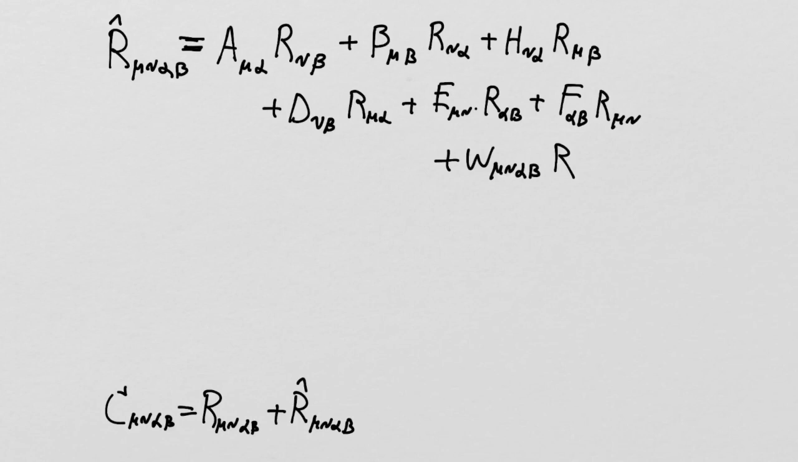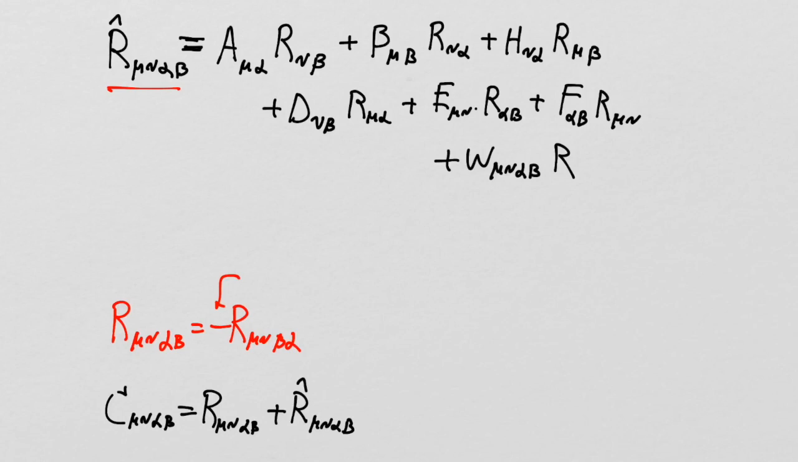The first symmetry we'll worry about is R mu nu alpha beta equals minus R mu nu beta alpha. So if we swap alpha and beta, we are expecting this negative sign to be introduced. And that has to happen for this tensor as well. So how would that work?